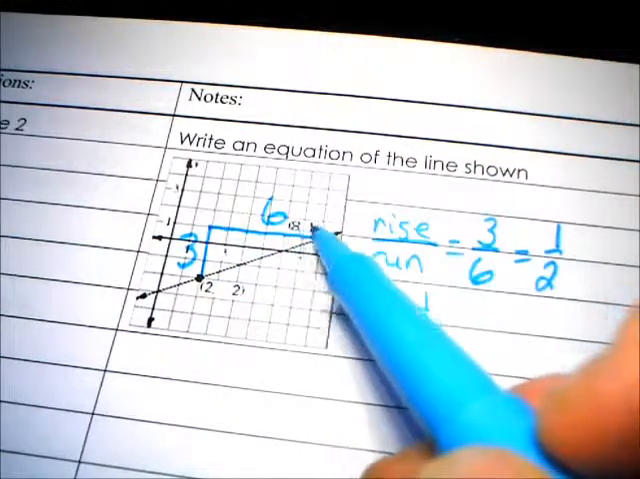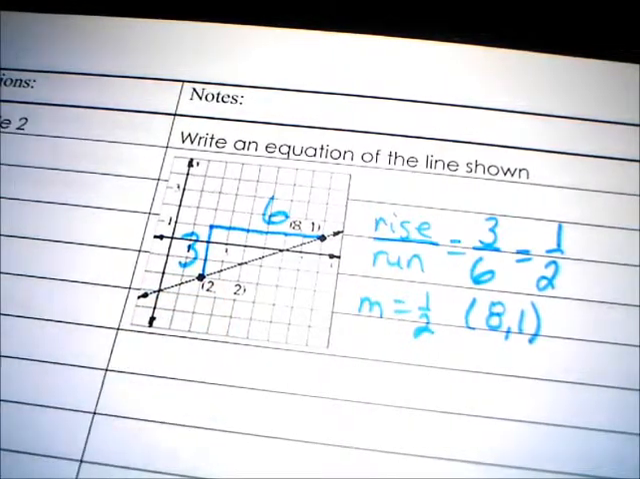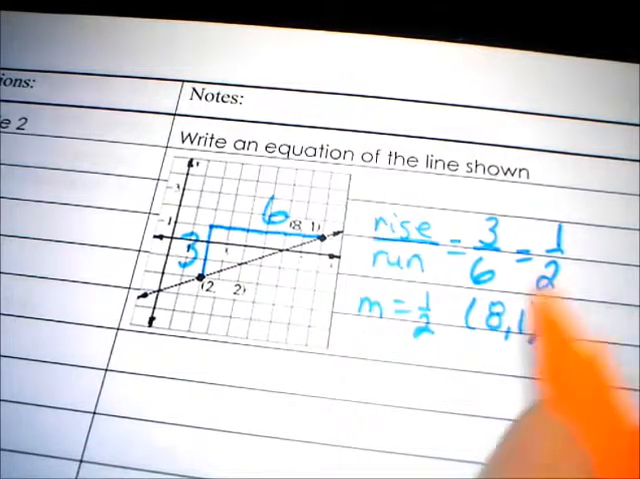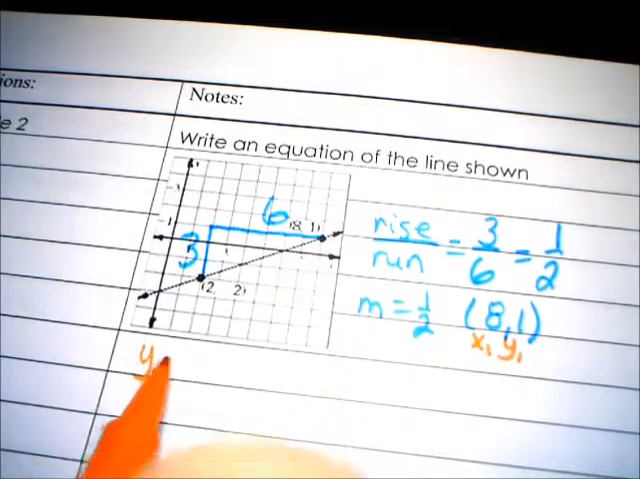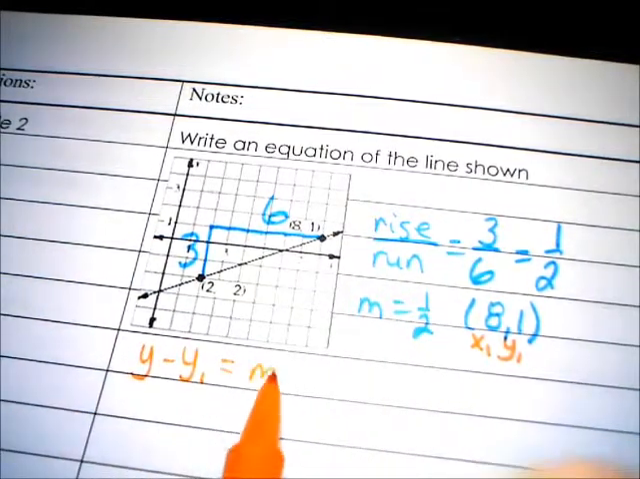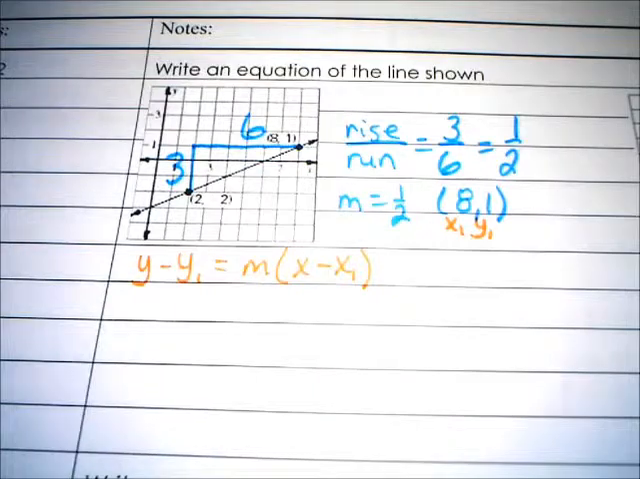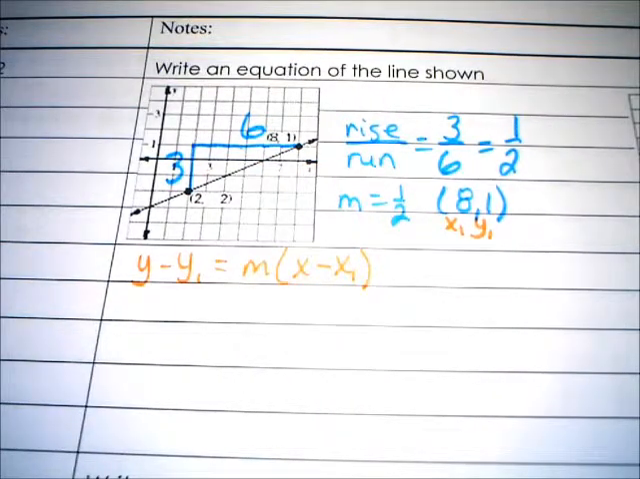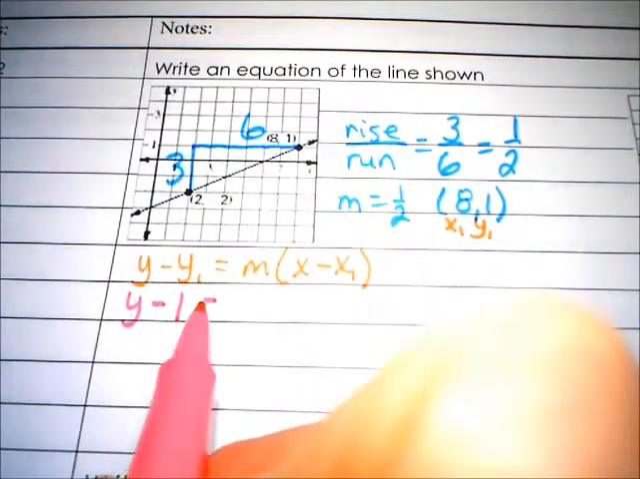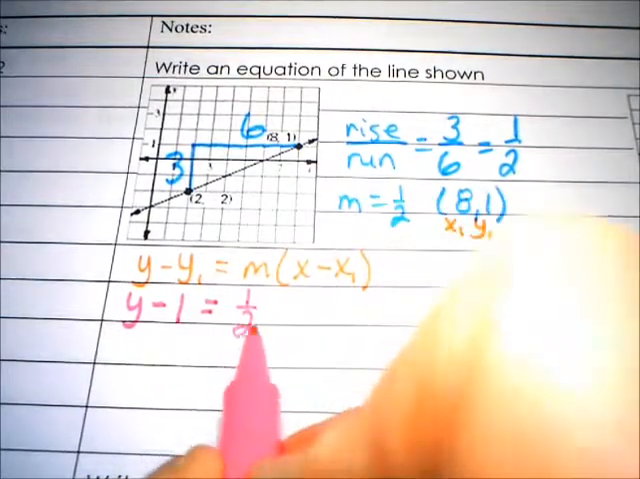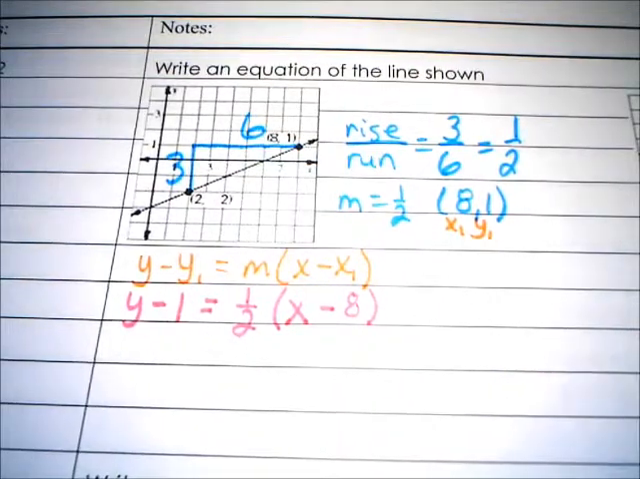I'm going to go ahead and take the 8 and the 1 just to stay away from the negative on this problem. No other reason. This will be my x1 and my y1, and there's my slope. So I'm going to fill in my formula. So that when I substitute it in, this will be y minus y1, which is a 1, equals 1/2 x minus x1, which is an 8.